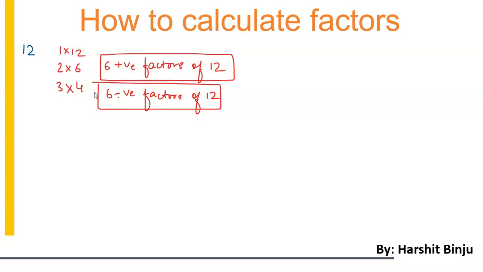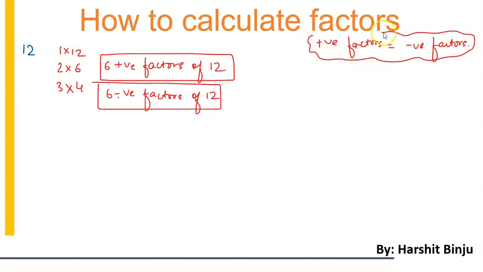For every positive number, we have a corresponding negative number. So for 1, we have negative 1. For 12, we have negative 12. For 2, negative 2. For 6, negative 6. For 3, negative 3. And for 4, negative 4. So whatever the number of positive factors, that will also be equal to the number of negative factors. You can make a note that the number of positive factors for a number is always equal to the number of negative factors for the same number.